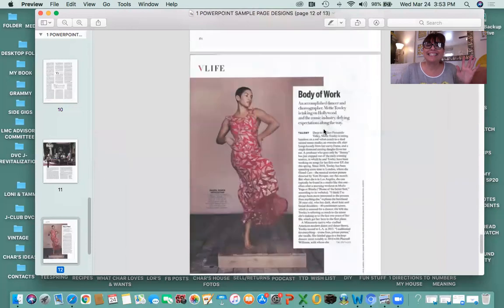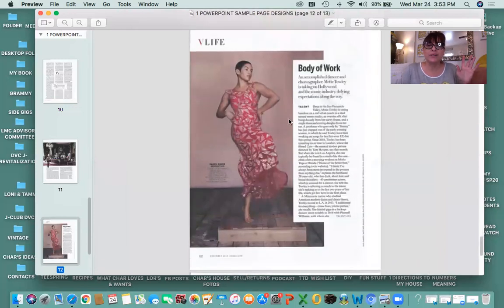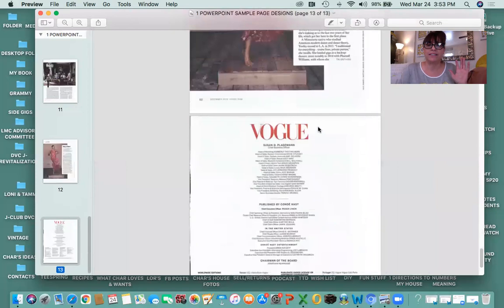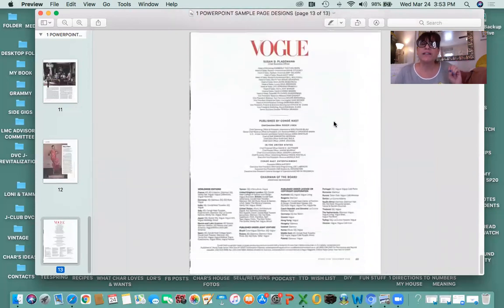All right, this is another, I love this page. This one's really cool. So they've got a super large photo, and then they've got a single column talking about what this photo is about or this article. And I just love that style. That's so fun. Okay, this is also another sample of the masthead staff box.